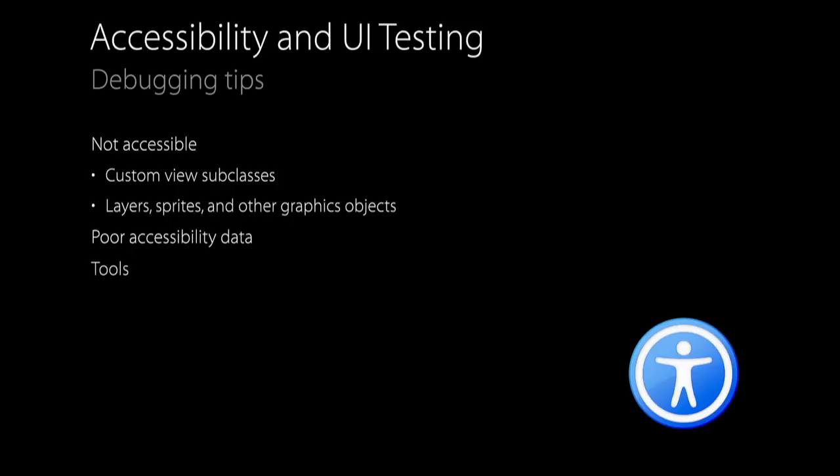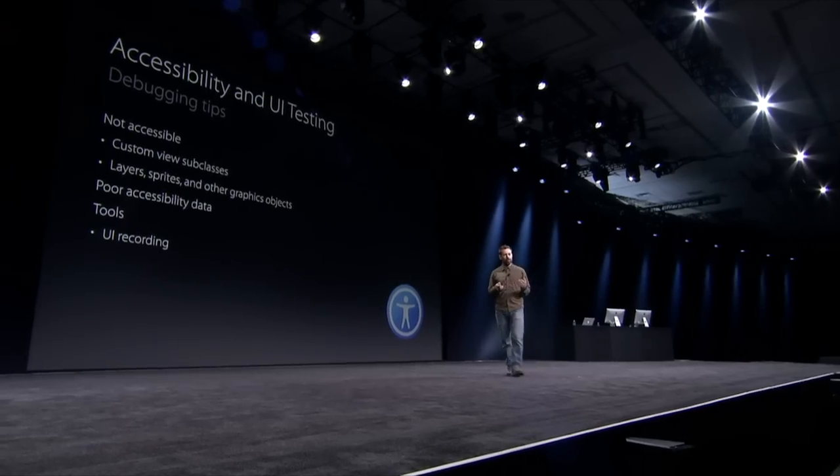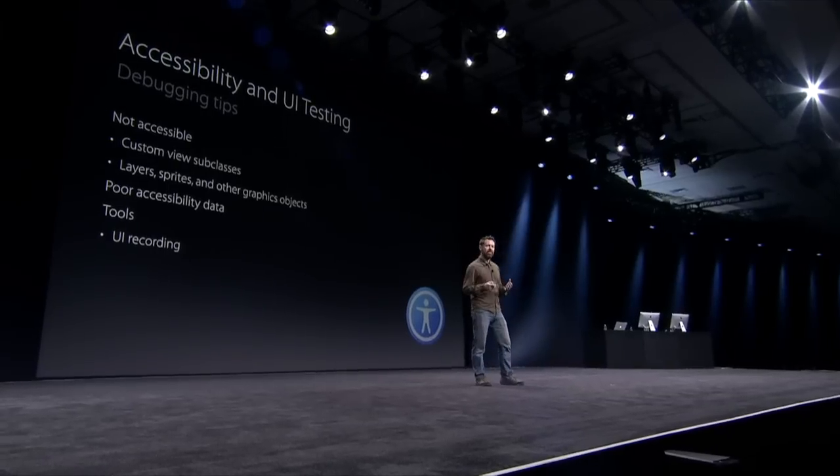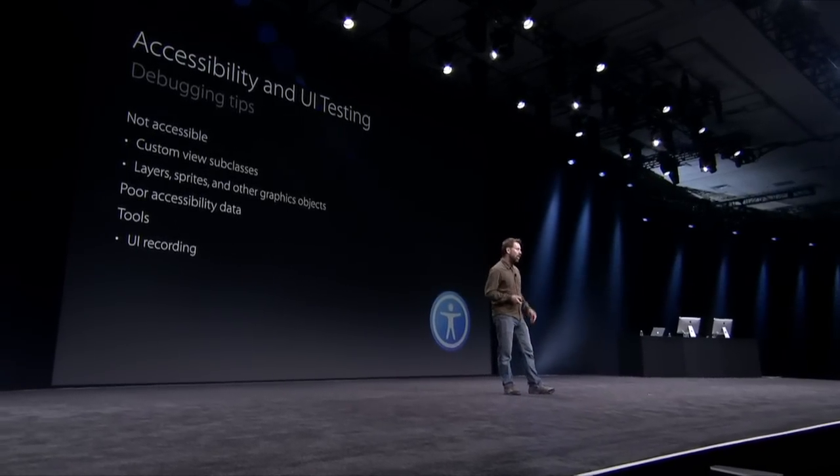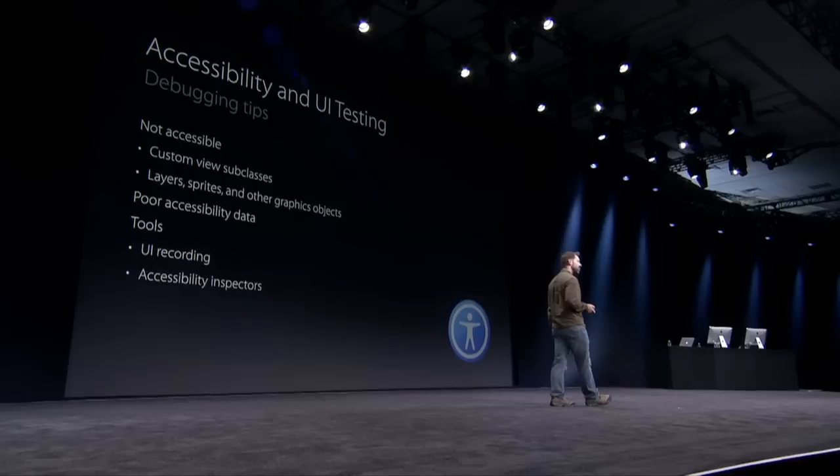When this happens, there are a couple of tools I'd point you at. The first of which is UI recording itself, because UI recording will give you the closest view into how the testing system sees the elements. But beyond that, there are also great accessibility inspectors on our platform, and they'll let you see the raw accessibility data as it's exposed by the application.